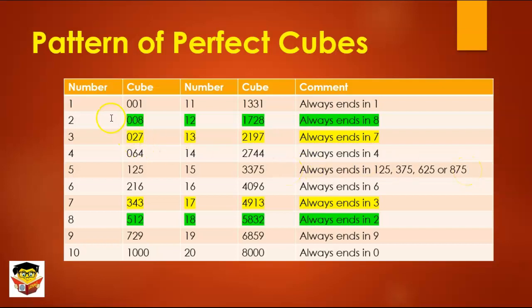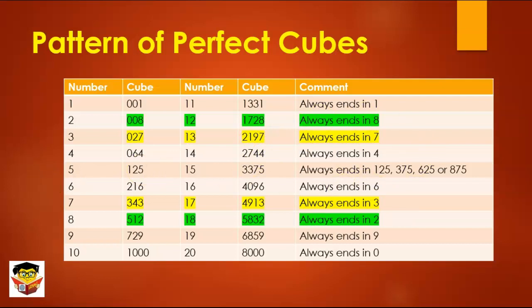But if you look at 2 and 8, you may have seen the color coding there. It gets swapped or interchanged when you look at the cube. Any cube of a number that ends in 2 always ends in 8, and any cube of a number that ends in 8 always ends in 2. Okay, similarly, any cube of a number that ends in 3 always ends in 7, and any cube of a number that ends in 7 always ends in 3. So that is something that may be helpful for you to remember.